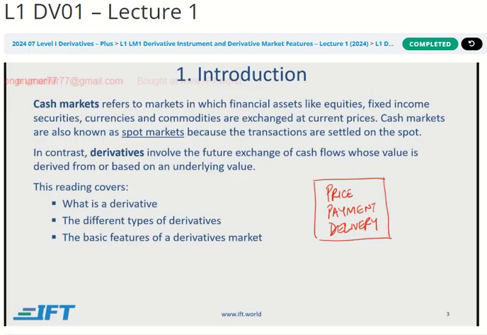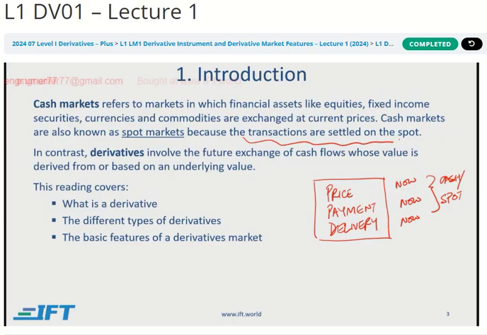Now, if you're making the payment right now, you're getting the delivery, you're getting that bottle of water right now, and the price is being established right now as well, then this is what we would call a cash or a spot market. Why the word spot? Because this transaction is settled on the spot.